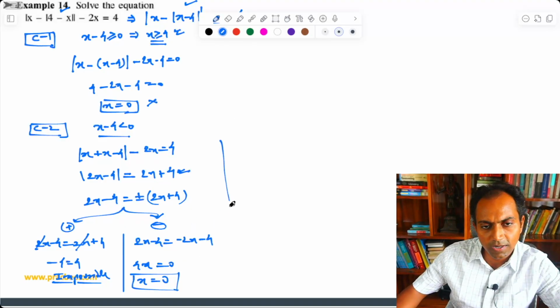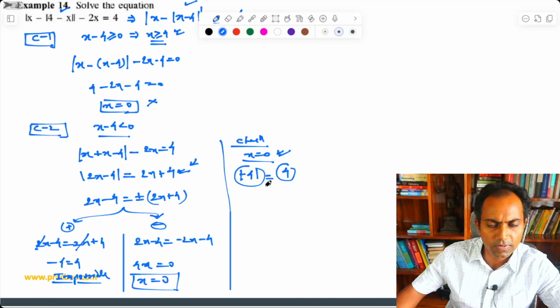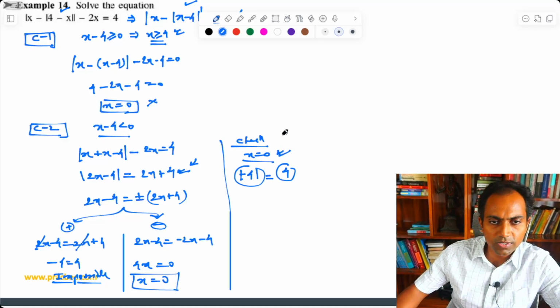So in the next part, what am I doing? I am checking it. If I check the answers that I have got, I am going to take x equal to 0, put it in this condition and see what happens. So this becomes minus 4 on the left hand side and 4 on the right hand side. See, both of them are equal, hence it satisfies. So this is very important to understand. We always need to check.